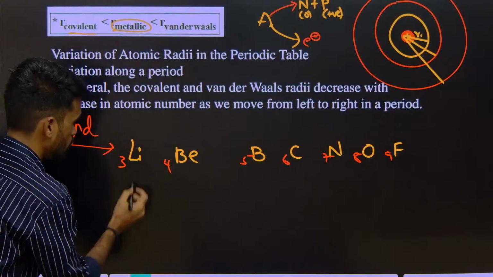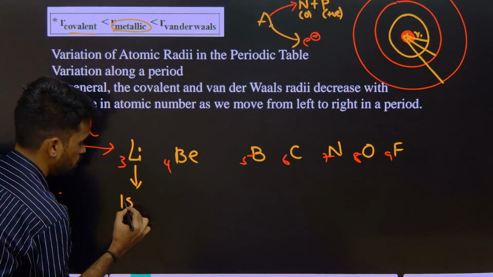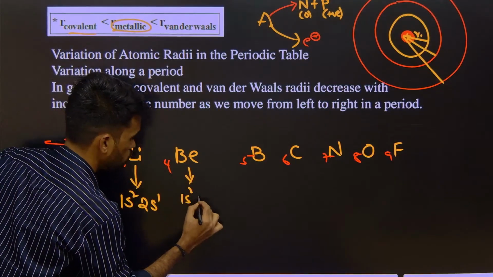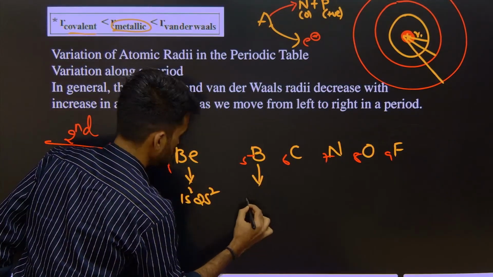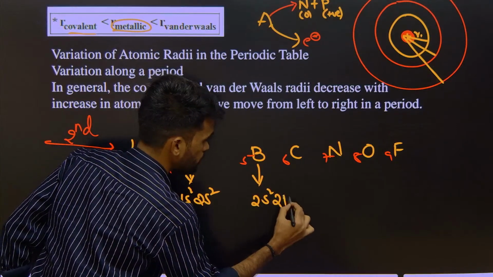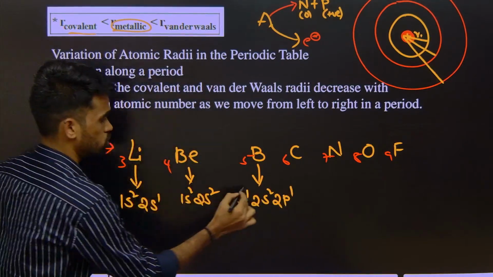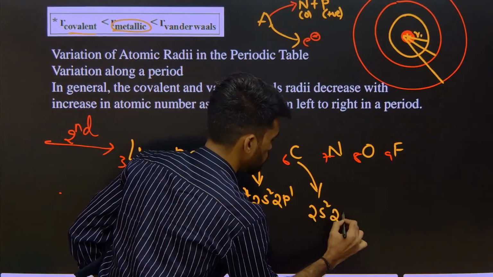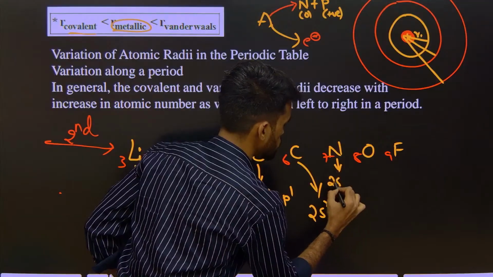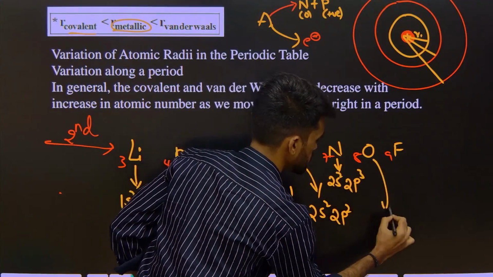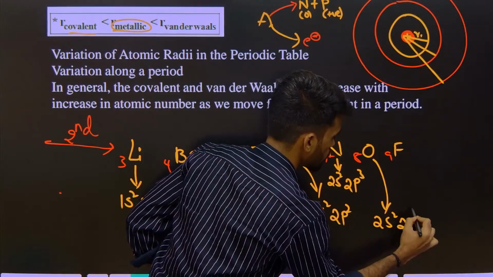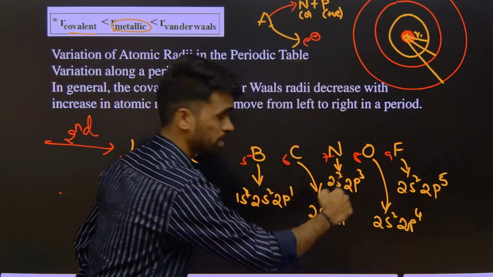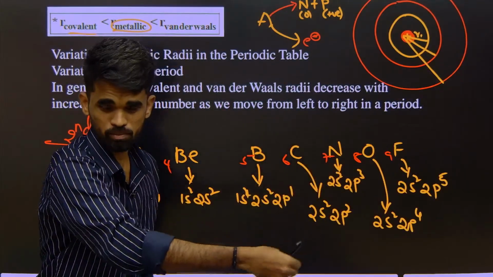Why? Because what is the electronic configuration we are writing? 1s2, 2s1, and for this 1s2, 2s2, for this 2s2, 2p1, like that; 1s2 is fixed, I am not going to write that here. So this is 2s2, 2p2, for this 2s2, 2p3, for this 2s2, 2p4. Why have I written this many times? Because you might get some practice over this.